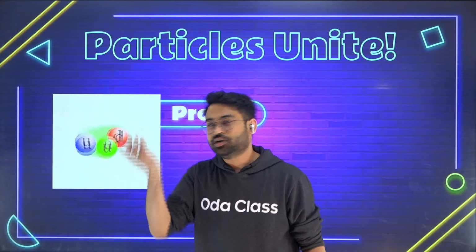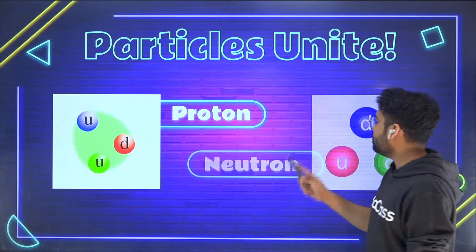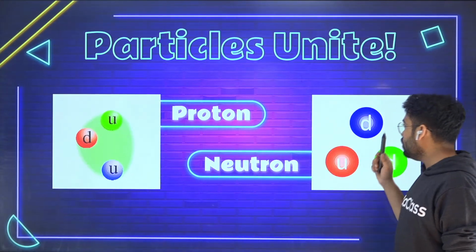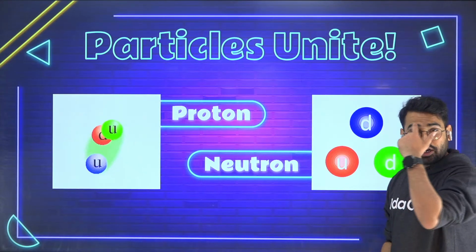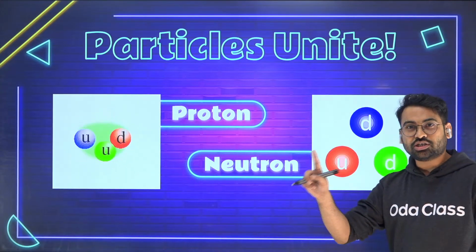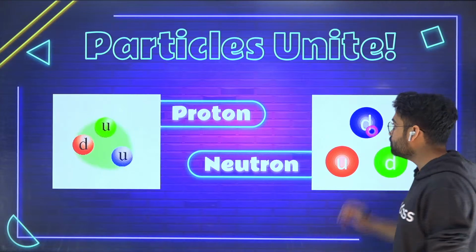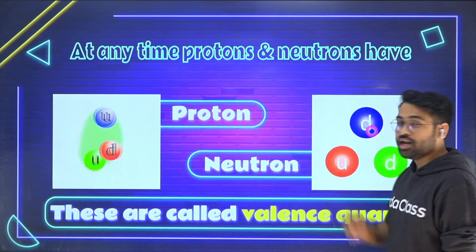U is for up, D is for down. Similarly, if I talk about a neutron, तो न्यूट्रॉन पे there are two D and one U. If you are wondering what exactly does this mean, तो आप पहली चीज let's throw away our misconception कि these are what we call as valence quarks.